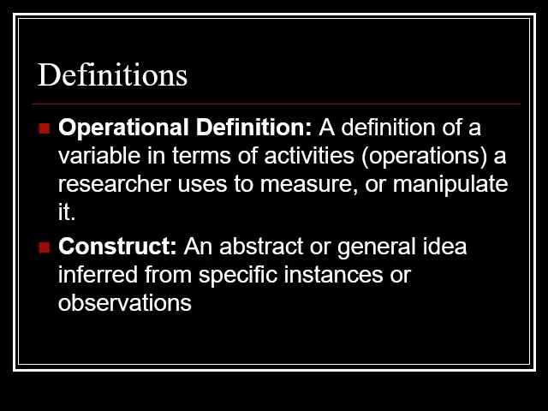So again, just some quick definitions that are always good to keep in mind because we're going to keep using these throughout this class and the next. An operational definition is the definition of a variable in terms of the activities, operations a researcher uses to measure or manipulate it. So basically, it's how do you move something from the land of the lit review and theory into the land of your actual study.